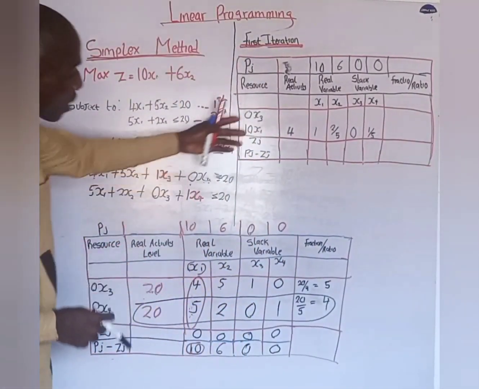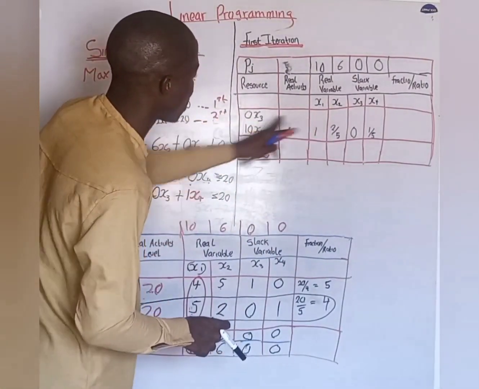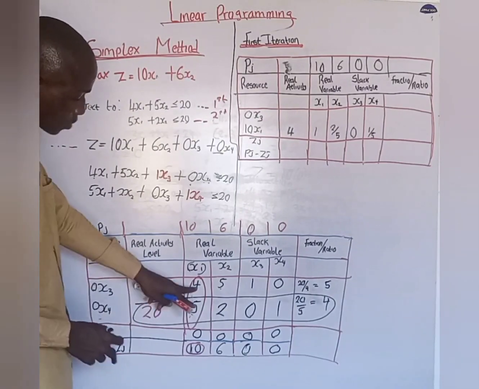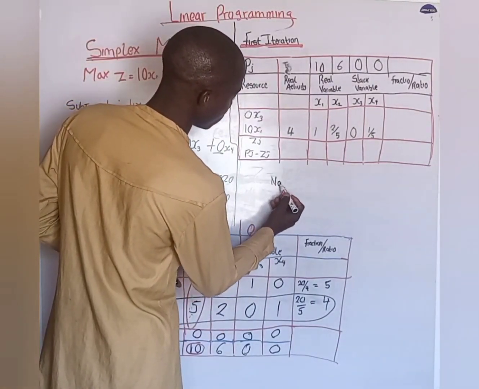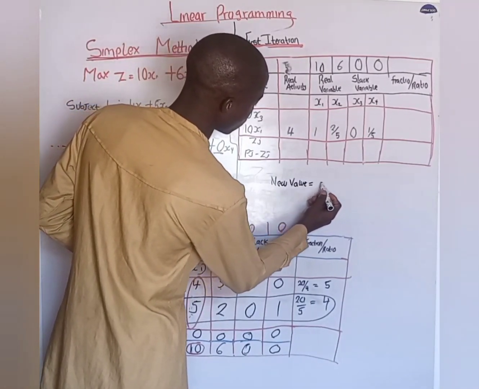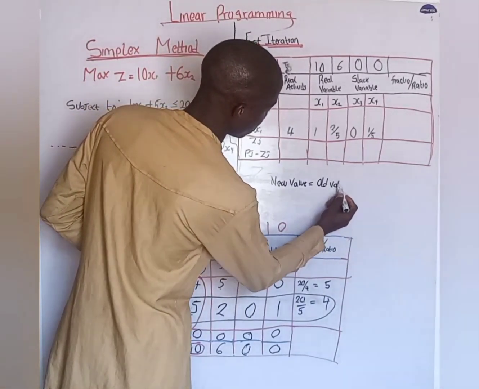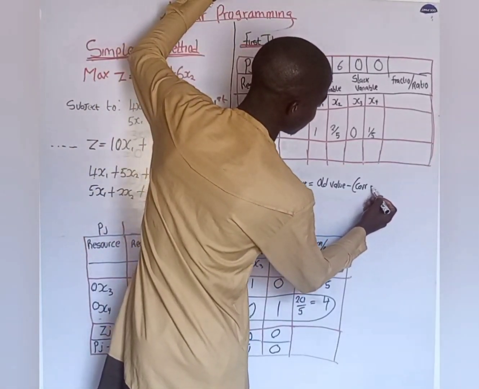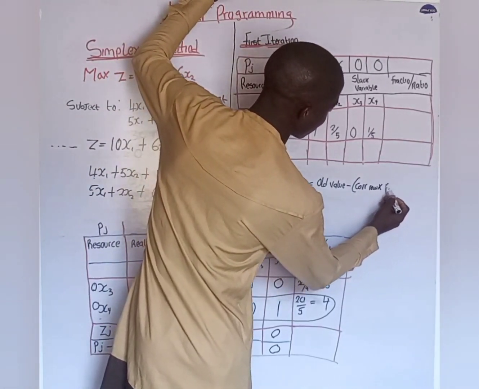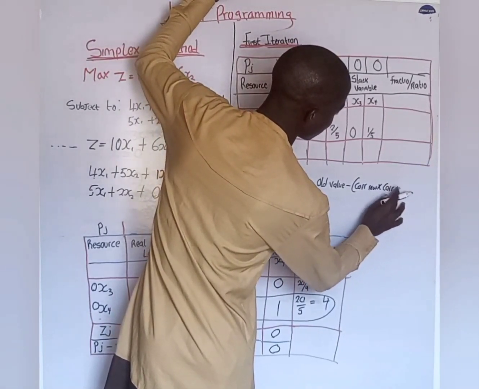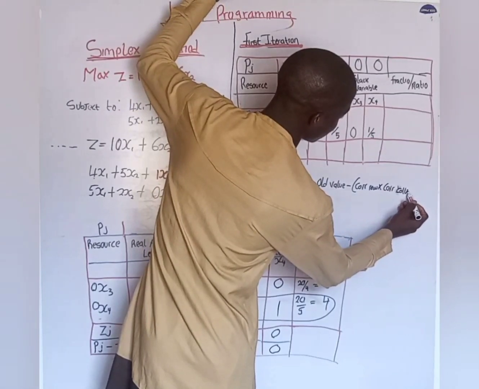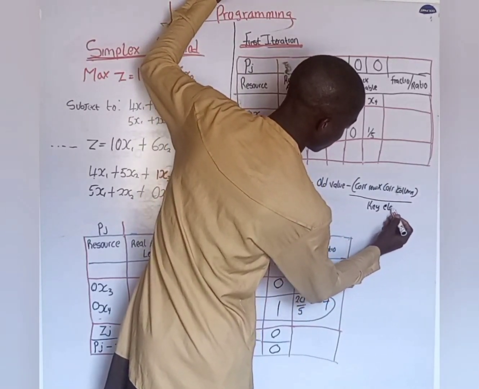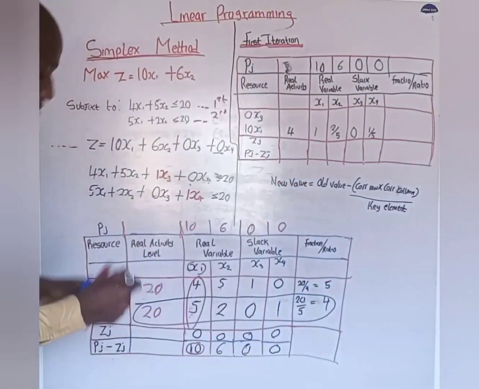So now let's proceed to calculate our real value for the first value of x1 under this. Don't forget that the old value under x3 x1 is 4. This is the formula I'm saying. New value is equal to old value minus corresponding key row element multiplied by corresponding key column element, all over key element. That's the formula I'm saying.